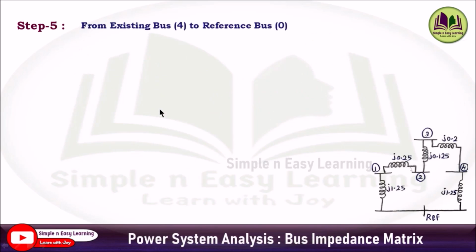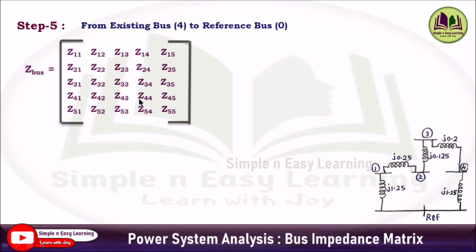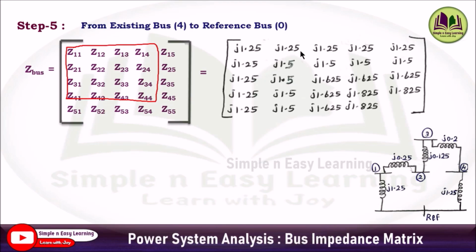Now step 5, from existing bus 4 to reference bus 0, considering this reactance J1.25. So you will be having a 5 cross 5 matrix which consists of 25 parameters. Out of these 25 parameters, you will know these 16 parameters from step 4. Directly you can substitute those 16 parameters and simply copy paste these parameters, 1.5 here, 1.625, like what we did in the previous steps.